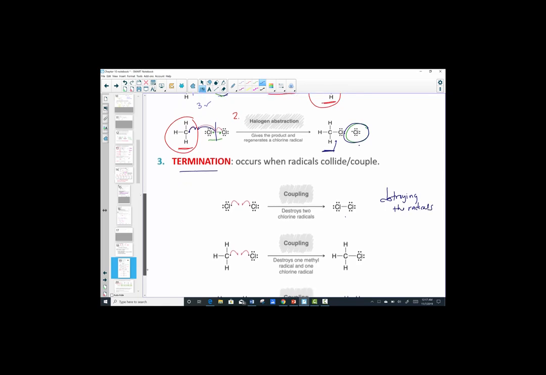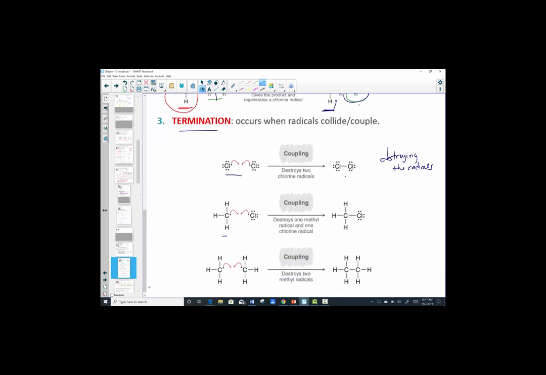We could destroy the radicals that were made from chlorine. We could destroy the radical that was made from the carbon as well. So there's some options here of what radicals that were produced in that propagation step that could be coupled to eliminate the reaction from occurring any further. So we could couple the molecular chlorine. We could couple the carbon radical and the chlorine radical, or we could actually form an ethane molecule and destroy the carbon radical by just hooking those together.